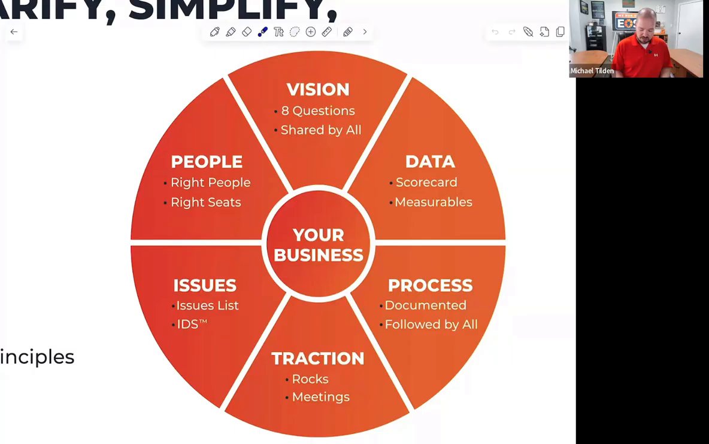Now, last and certainly not least is the traction component. Traction is about bringing this vision down to the ground and executing on it day in and day out with discipline, focus, and accountability. It's not an accident that vision is at the top of the model and traction is at the bottom, because if you can't bring a vision down to the ground and execute on it, well, we have a saying in EOS: vision without traction is just hallucination.